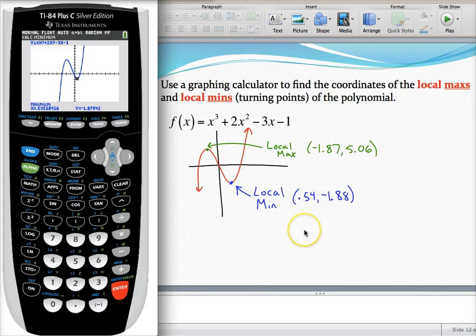Now keep in mind, you may have more than 1 max or min. If your graph is one of those W graphs we've looked at, there may be 2 minimums, and you do need to find both. It's not just find the minimum of the minimums, it's find all the low points and all the high points. This one only had 2 though, so we are done.